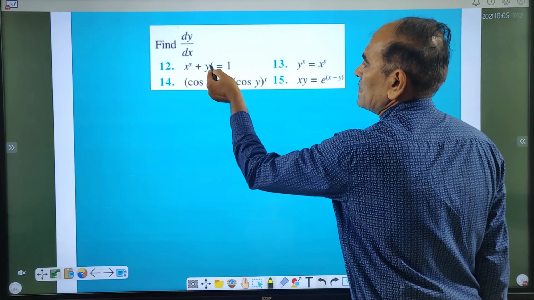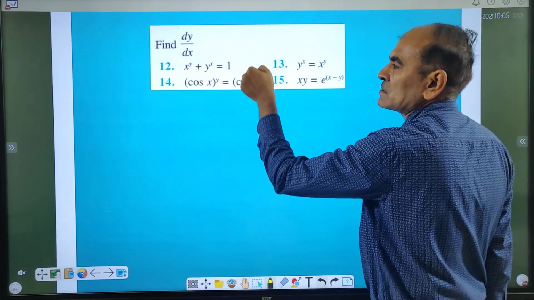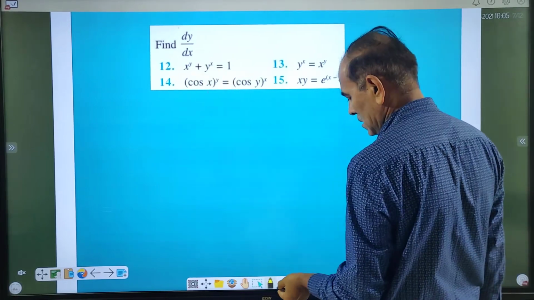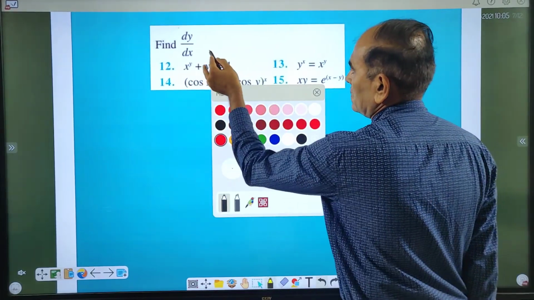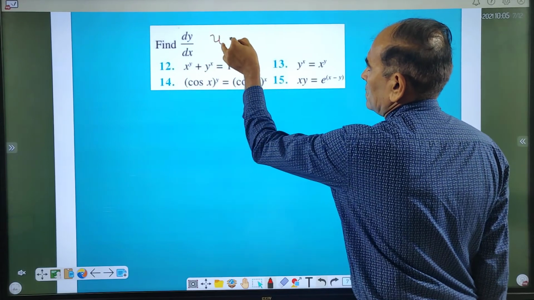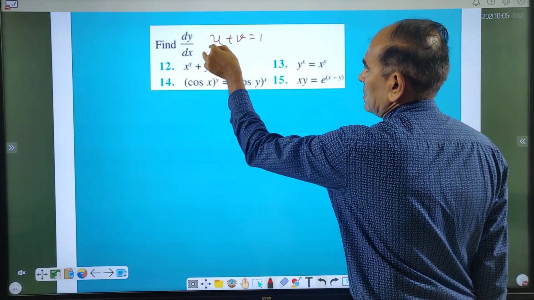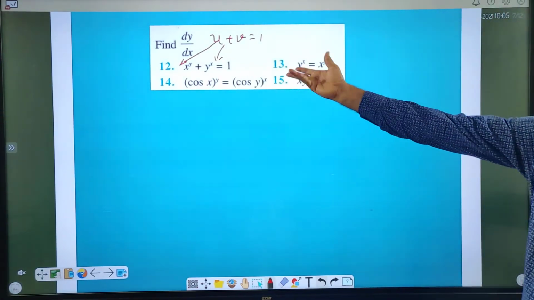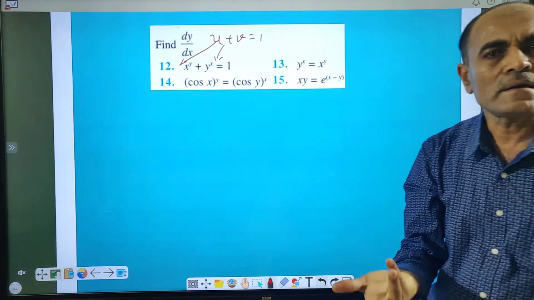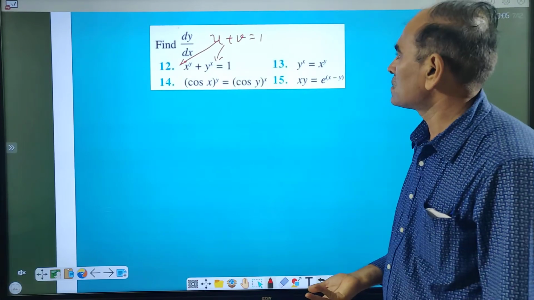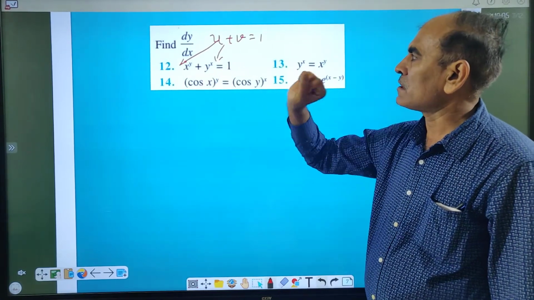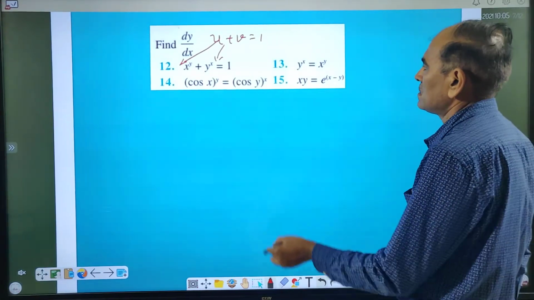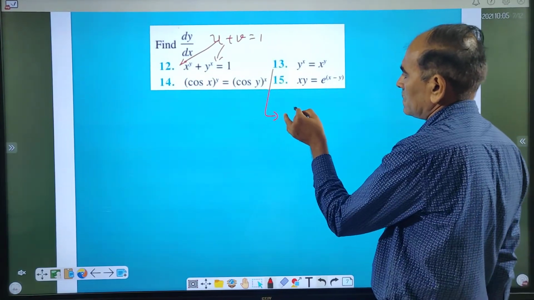x raised to y plus y raised to x plus x raised to x is equal to this thing. So here we will take u and v. u plus v is equal to 1. This is u, this is v. du by dx plus dv by dx is equal to, sorry, 0. Find out that derivative. Replace here, then you get the answer. That is here for 13.